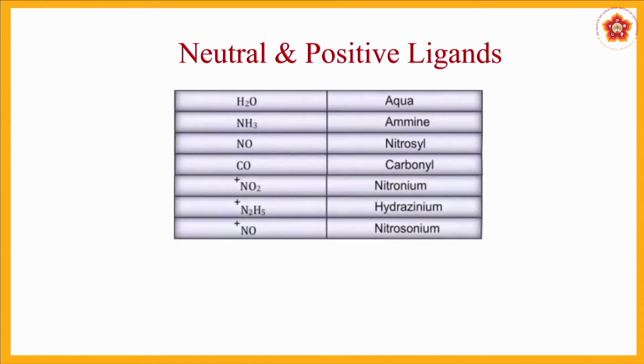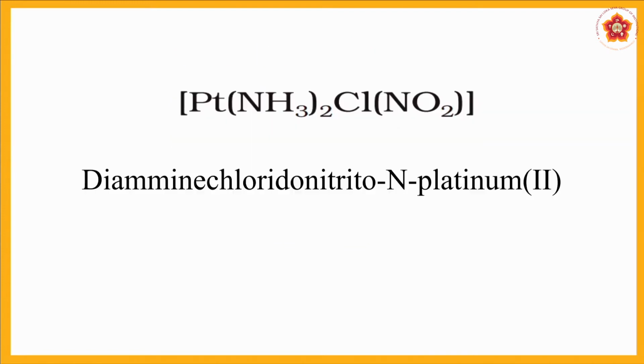Some neutral ligands have specific names like aqua, amine, nitrosyl, carbonyl. There are some positive ligands which are pretty rare, but the naming of positive ligands ends with -ium. Seeing these basic parts, let us now try to solve some examples. Here the way of solving is writing the name from the formula which is given.